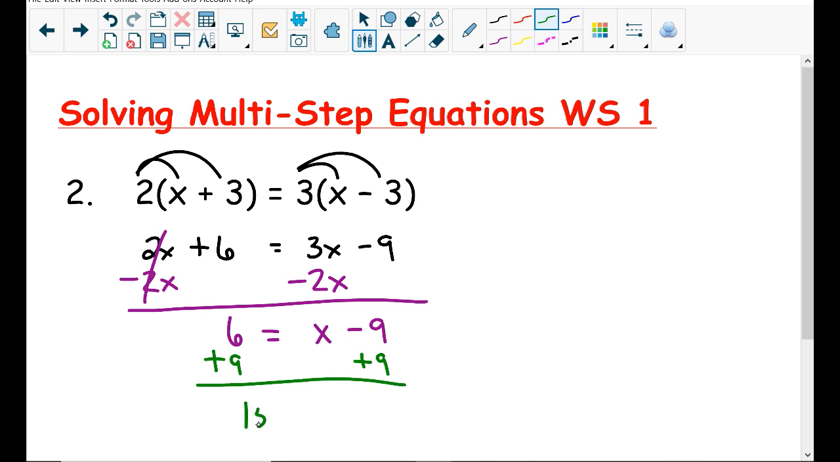So 15 equals my x. Again, you can easily take that 15, plug it back in, your calculator, 2 parentheses, 15 plus 3, close parentheses, hit enter. Make sure it matches with the other side, to double check that solution. So, parentheses, using that distributive property to get rid of them.